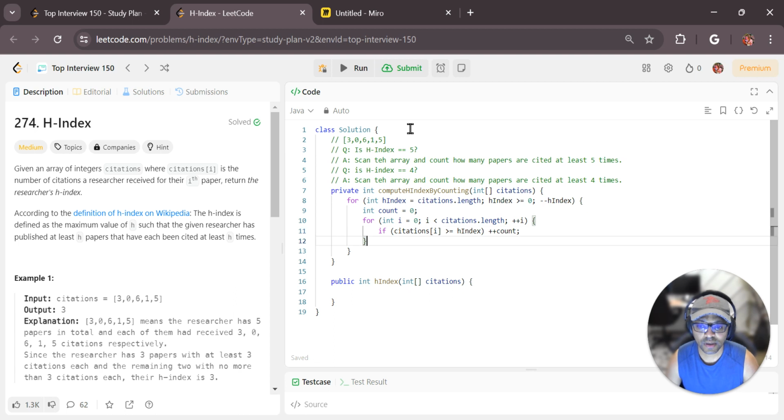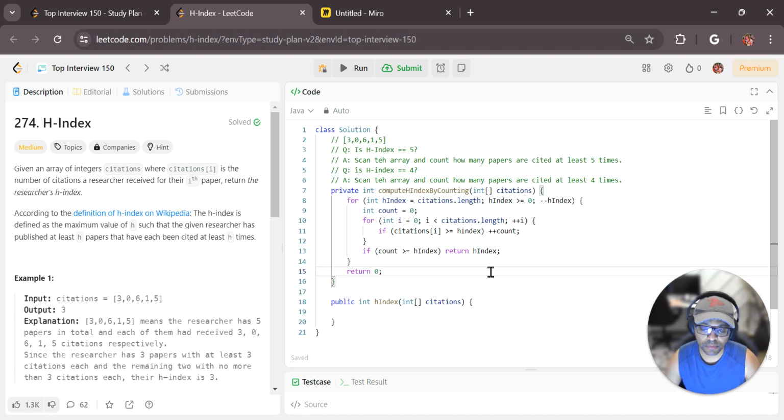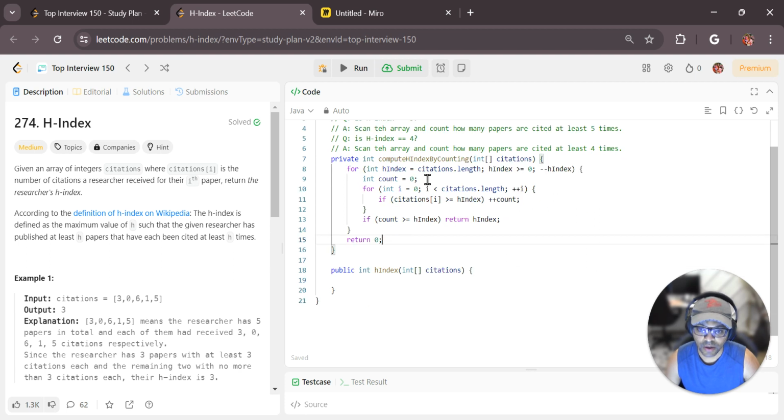Yep. And then we say if count is greater or equal to, wait a minute. Okay, so yeah, if count is greater or equal to hIndex, then we return hIndex, right? There you go. I think that should work. And well, outside we need to return something. I think we return 0, because although the last iteration of the loop would have returned, Java would complain if you are not returning in all code paths, so we have to return here. So let's return 0 there. Okay, let's see if this works.